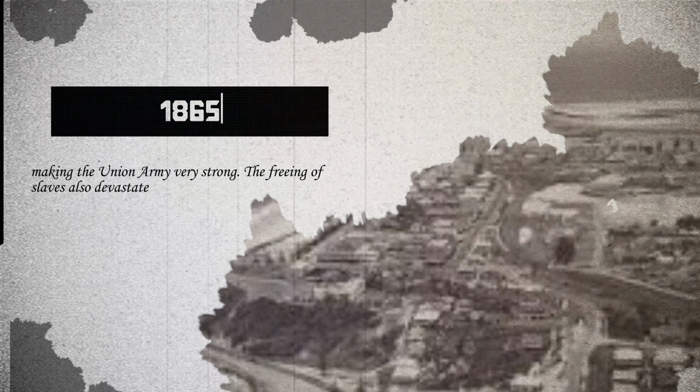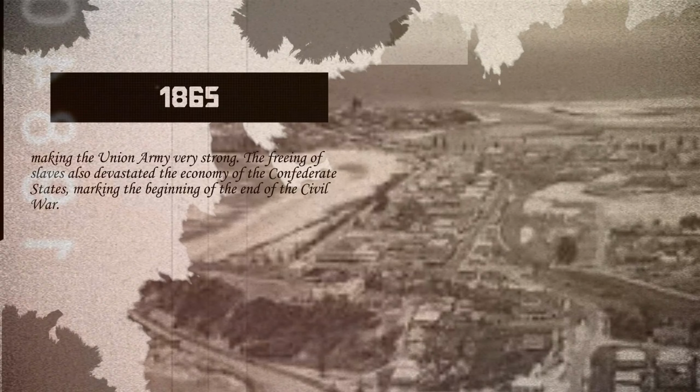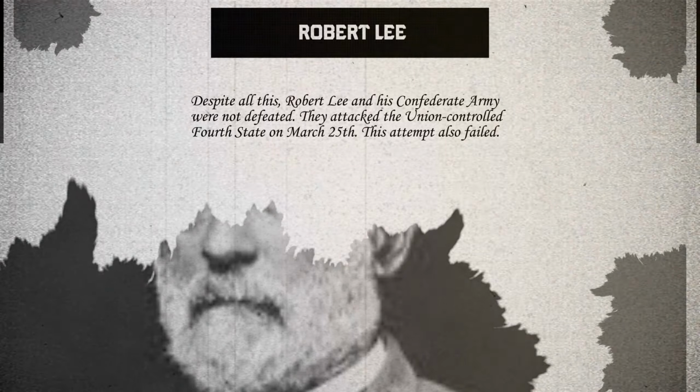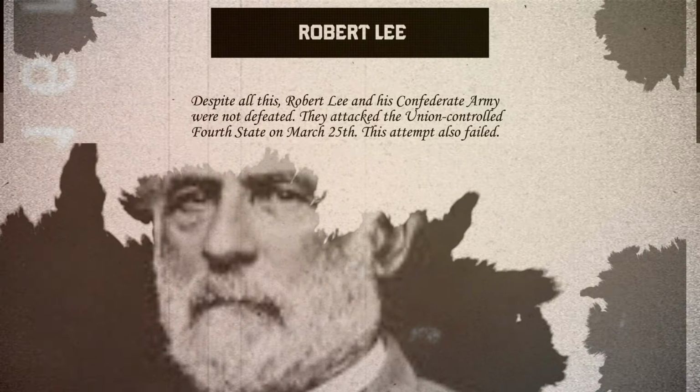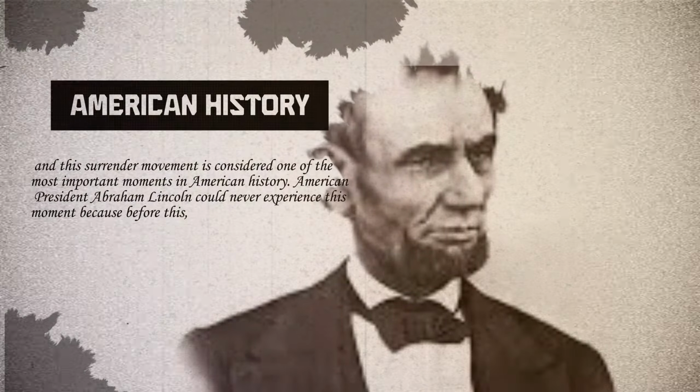After that, the Union Army gradually captured other parts of the Confederate States, such as Atlanta, South Carolina, Gold Coast, and Citron by 1865. Despite all this, Robert Lee and his Confederate Army were not defeated. They attacked the Union-controlled 4th State on March 25th. This attempt also failed. While attacking the Confederate Army near the Appomattox River, the Union Army surrounded them from all sides. After being defeated, the Confederate Army surrendered to the Union Army, and this surrender movement is considered one of the most important moments in American history.